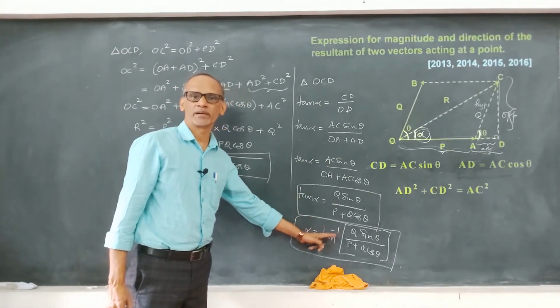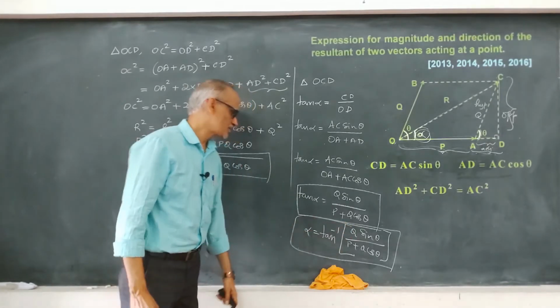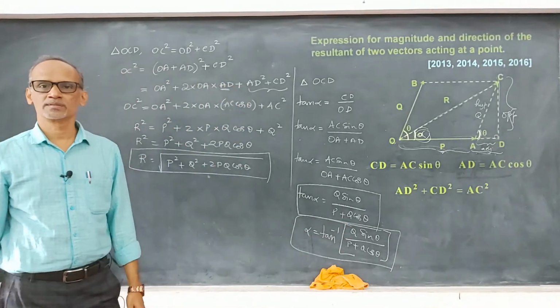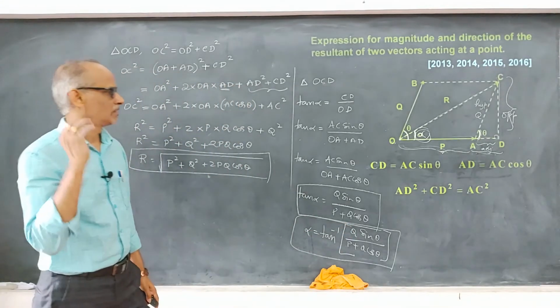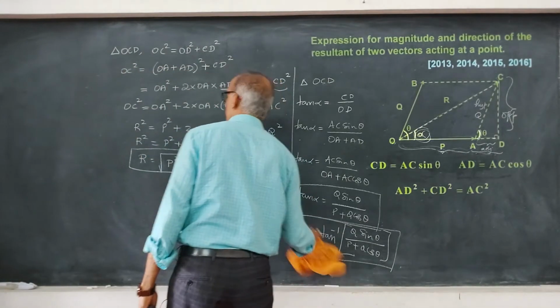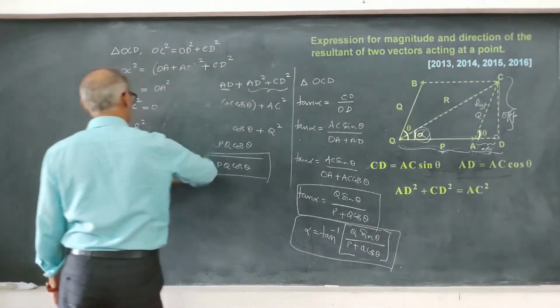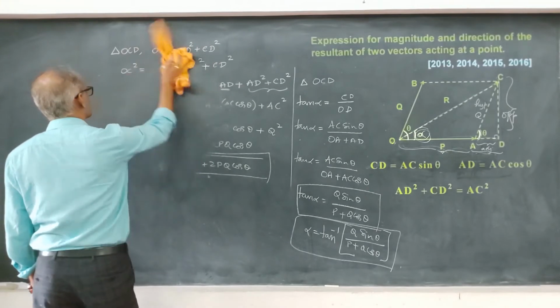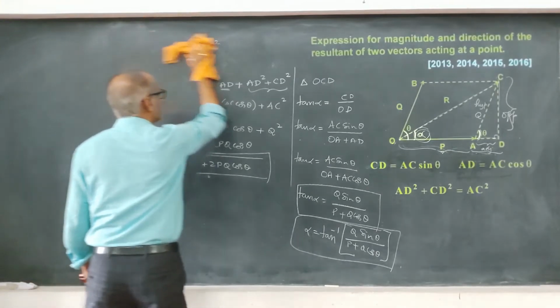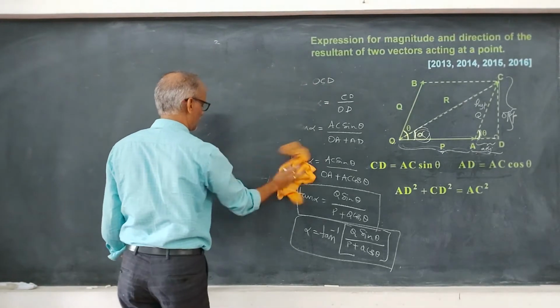This is how we read. Okay. Tan inverse is equal to Q sin theta by P plus Q cos theta. Hope you have understood this derivation. So very important. Only by writing you can learn physics. Okay. Not just reading, not just mugging up.